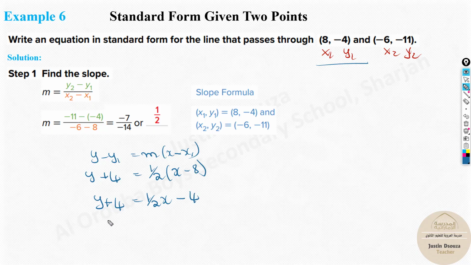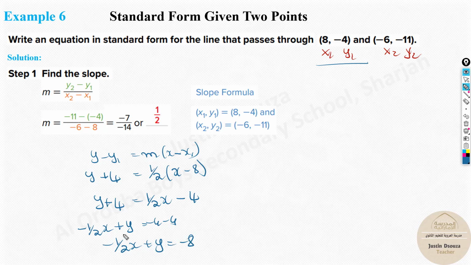Take this to the other side. It will become, and half to the other side. So first thing, half to the other side will be minus half x plus y equals minus 4 minus 4. It will be negative half x plus y equals negative 8. This is the standard form.